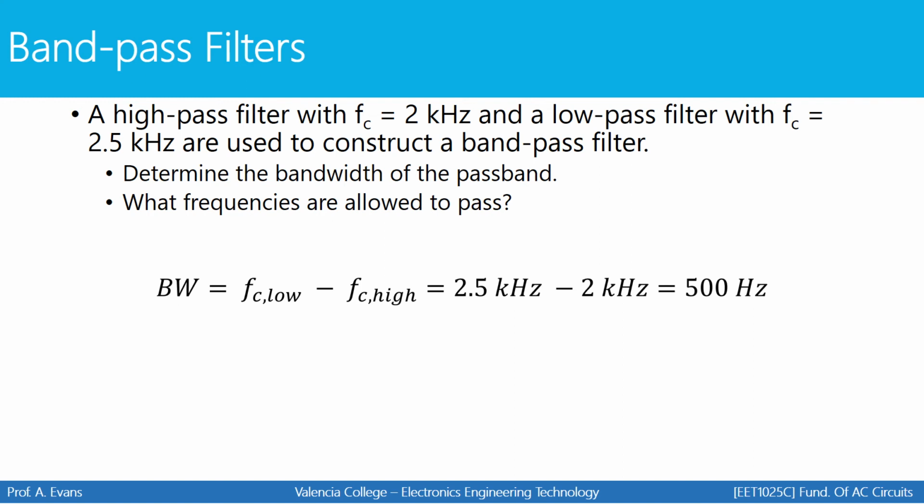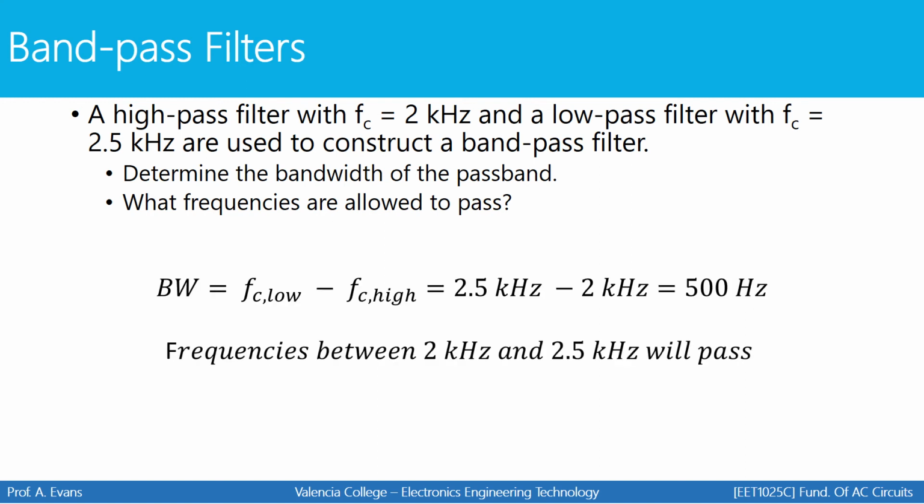So we're going to design this filter in such a way that these two critical frequencies will provide the pass band. The pass band is going to be 2.5 kilohertz minus 2 kilohertz, which is 500 hertz. So we have a 500 hertz window of frequencies that will pass through. Now, what frequencies will actually pass? Anything between 2 kilohertz and 2.5 kilohertz will pass. That's your window of frequencies that will pass through this filter. Anything higher than that or lower than that will not pass.